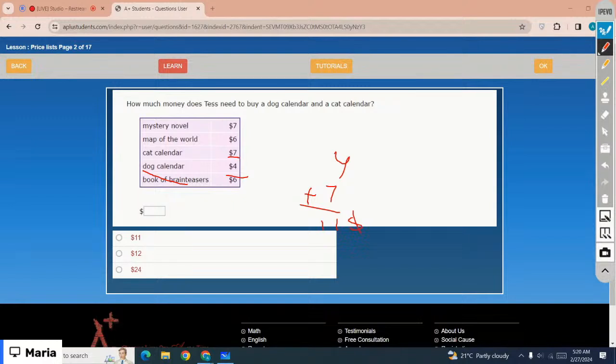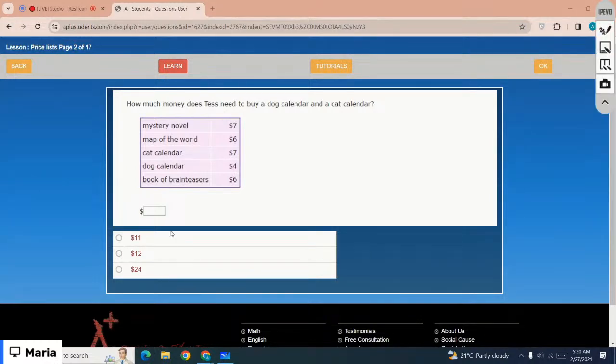So 7 plus 4 is $11. That means to buy the dog calendar and the cat calendar, he must have $11. Got it? The correct option is 11.